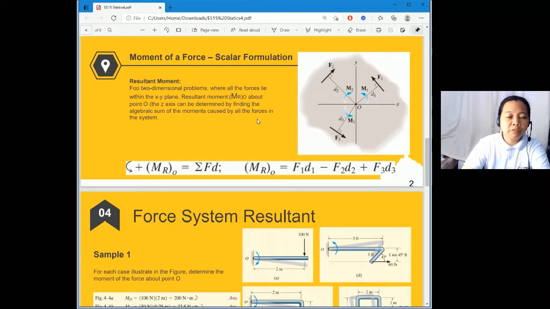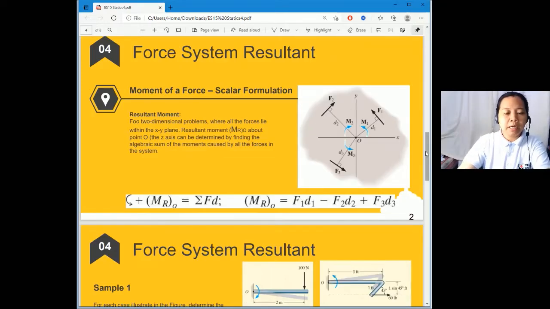So, summation of all forces, that is why the title of this topic is Force System Resultant. We will find the resultant of all the forces applied. Again, we can also find the resultant moment due to the forces applied at a particular point O. With our convention, counterclockwise is positive. The summation of resultant moment at point O is equal to the summation of forces multiplied by the distance.